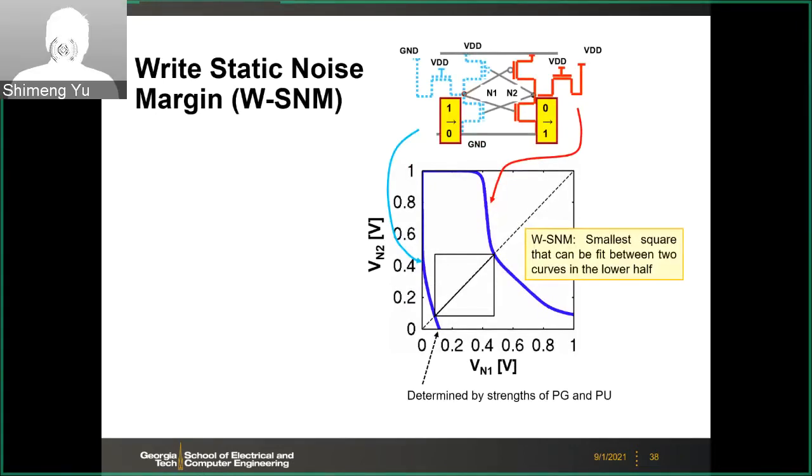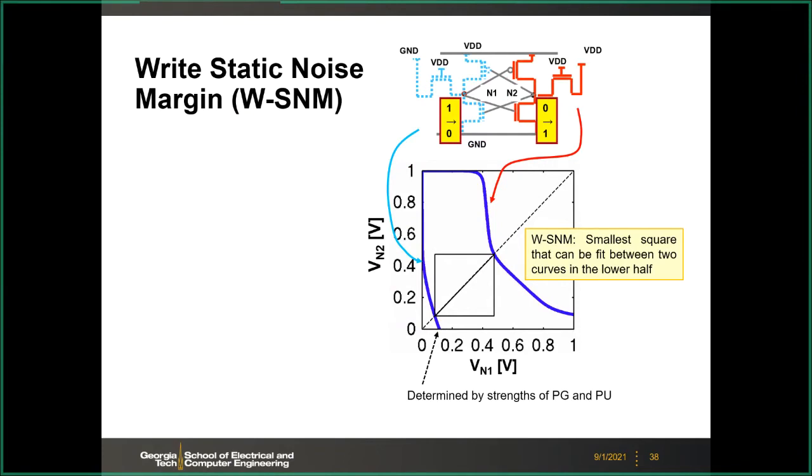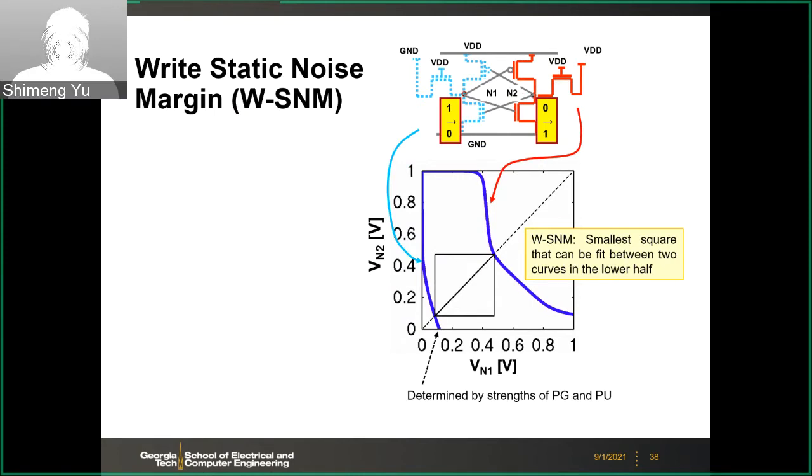And then we can briefly talk about the write static noise margin. This one is not widely used, so we can still define this noise margin for the write operation. For the write operation, in this example we change the data pattern from the previous example. So here the N2 is going to change from 0 to 1, and N1 is going to change from 1 to 0. So it's just a different example than the previous one.